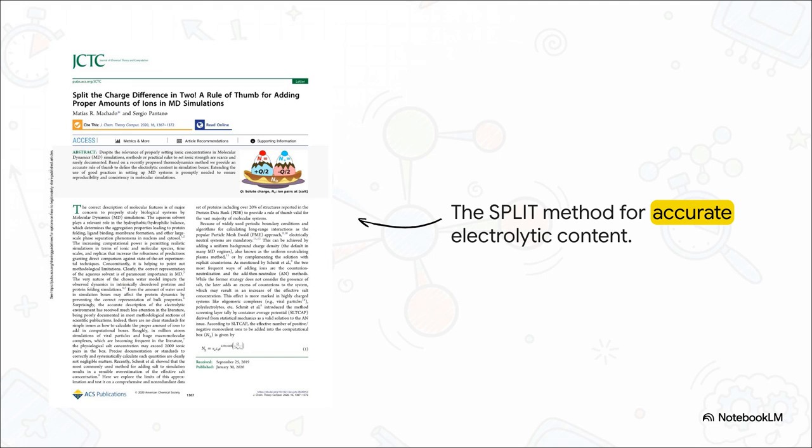It's kind of like a domino effect. A tiny error in your system preparation, maybe a wrong protonation state or a bad force field match, is going to be fatally magnified later on. Let's look at an incredibly common preparation error: how we add salt.